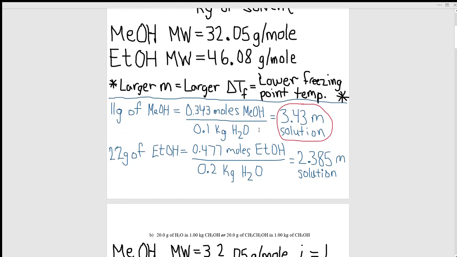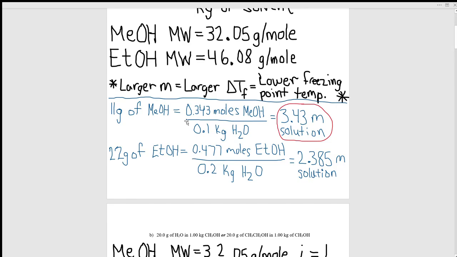Going ahead and solving through that problem, here is my work written in blue. 11 grams of methanol corresponds to 0.343 moles of methanol, and below that, 22 grams of ethanol corresponds to 0.477 moles of ethanol.